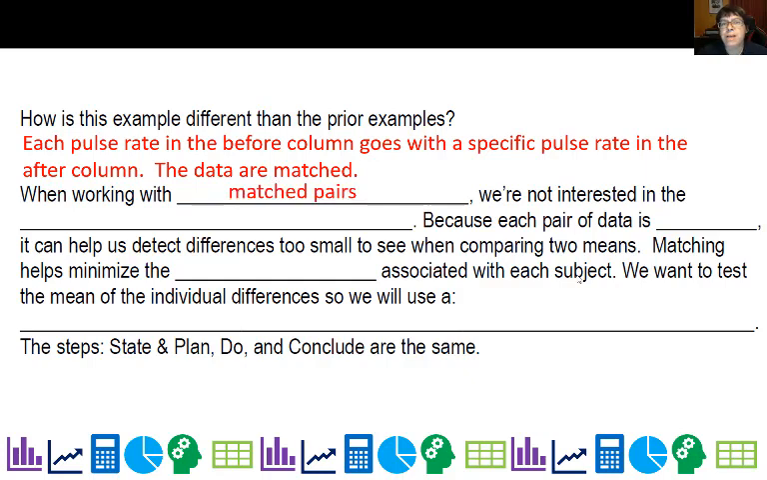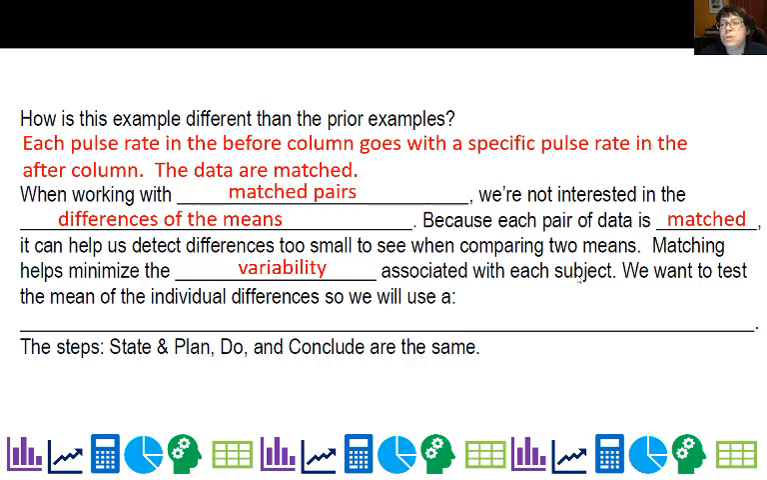So when we're working with matched pairs, we're not interested in just the differences in the means, which is what we just calculated. We found the mean of before, we found the mean of after, and compared them. But because each pair of data is matched, we can actually look at individual differences and look at the mean difference. So matching minimizes the variability from person to person because, say, there was a David, we have his before and we have his after, and it takes that into account for David.